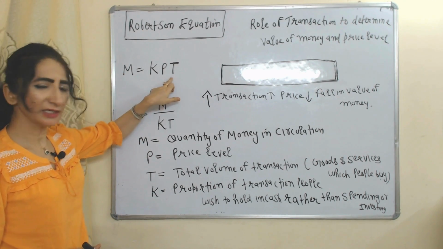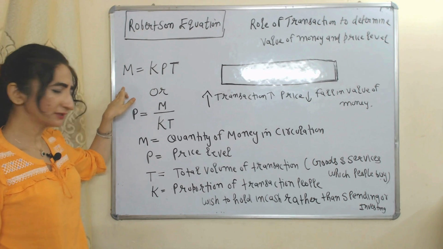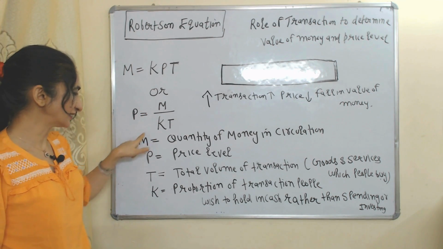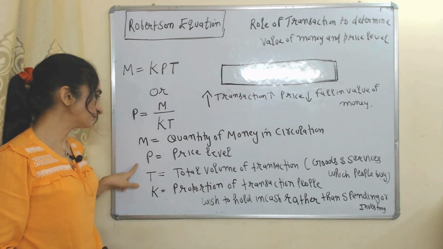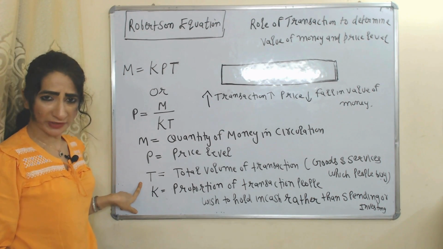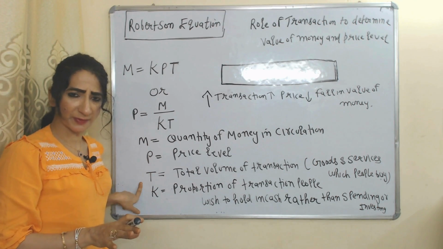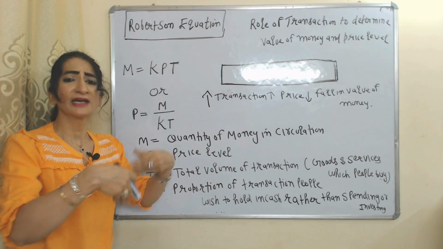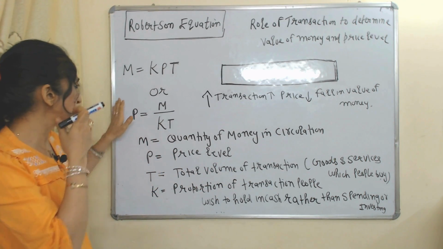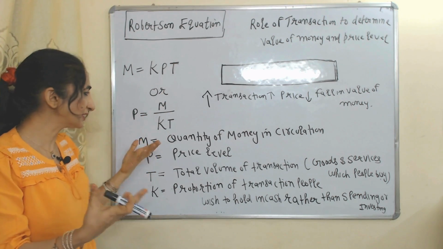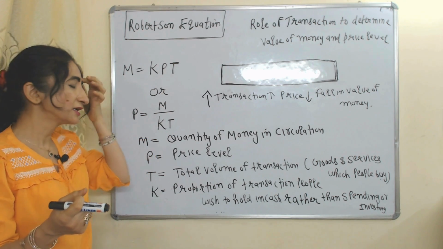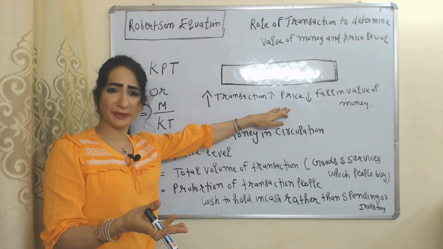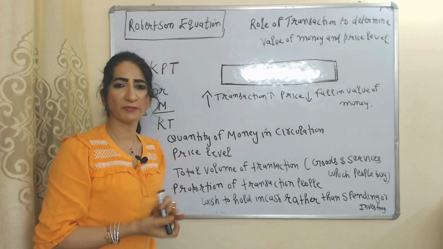Now we see the Robertson equation. M equals KPT. KT can come below, that's why we can also write this equation like this: P equals M over KT. M represents quantity of money in circulation, P is the price level, T is the total volume of transactions, or goods and services which people buy. K represents the proportion of transactions which people wish to hold as cash rather than spending or investing. This equation shows the role of transactions in determining the value of money and prices. Suppose transactions increase, meaning we are buying more goods and services. As a result, prices increase, and eventually the value of money falls.